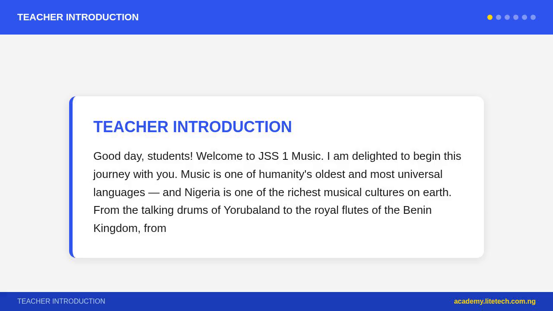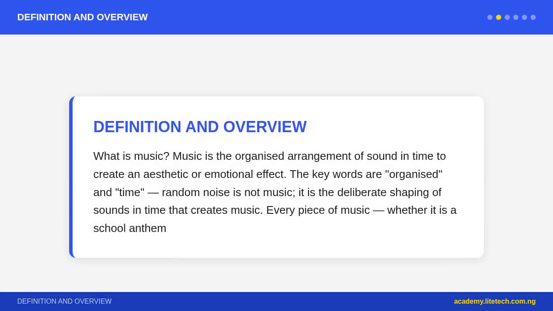There are 7 main elements: pitch, duration, dynamics, tempo, timbre, texture, and structure. Let us examine each one carefully. Remember this mnemonic to recall all 7. Please don't disturb the tiger's tail strongly. P for pitch, D for duration, D for dynamics, T for tempo, T for timbre, T for texture, S for structure.